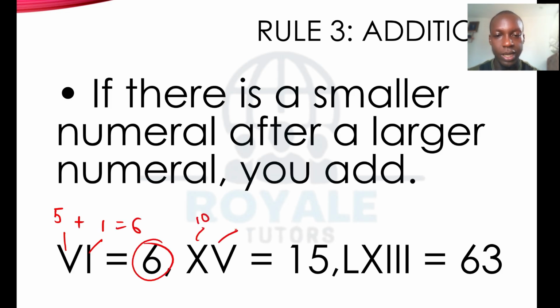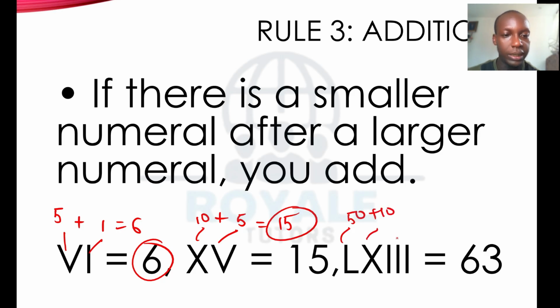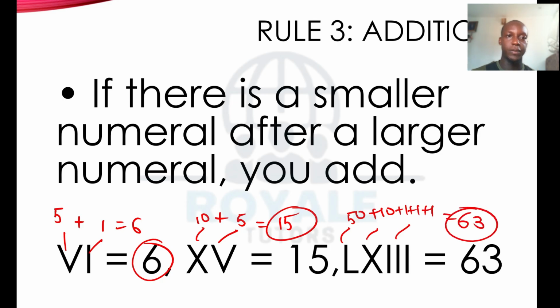X is 10, of course. V is 5. 10 plus 5 is what? 15. Same thing. L is 50. X is 10. Then III. That's 1 plus 1 plus 1, which is absolutely going to give me what? 63. So don't forget the rules.